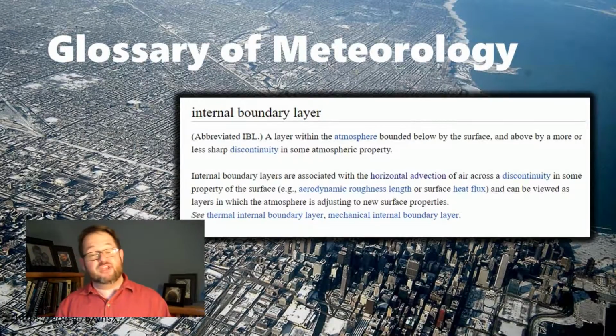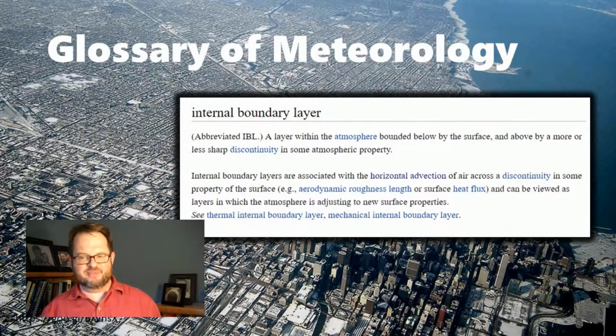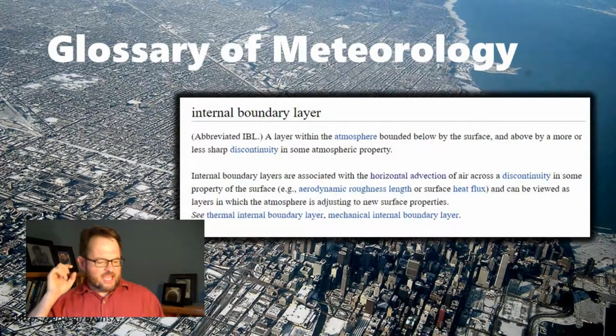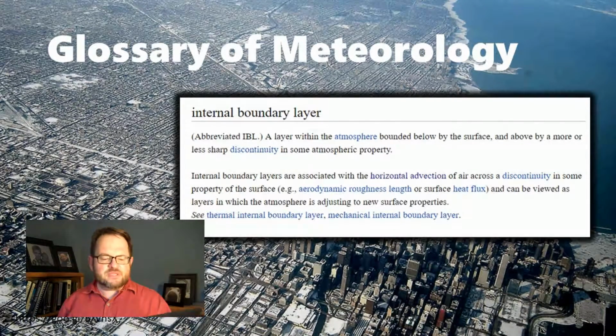I'll let the Glossary of Meteorology do it. The Glossary of Meteorology is a big, thick book published by the American Meteorological Society. And it says the internal boundary layer is a layer within the atmosphere bounded below by the surface and above by a more or less sharp discontinuity in some property, like turbulence or something like that.